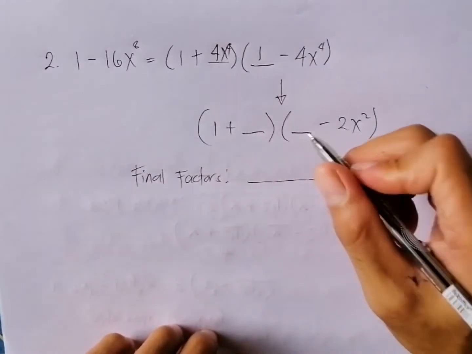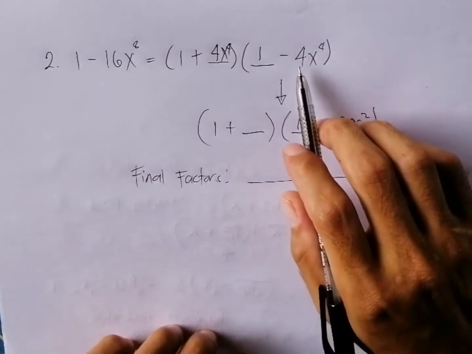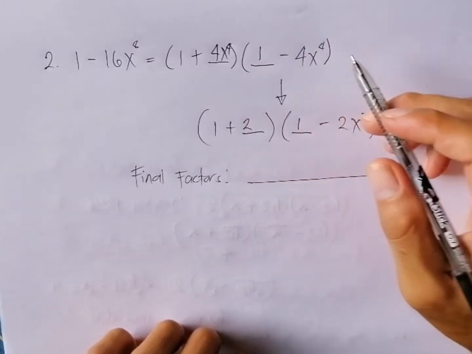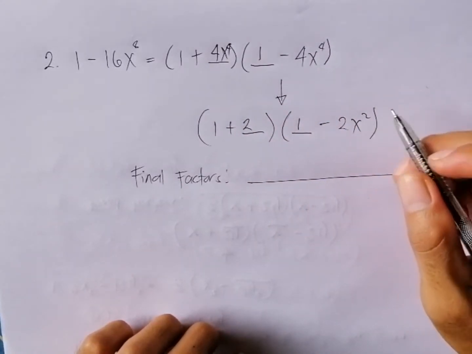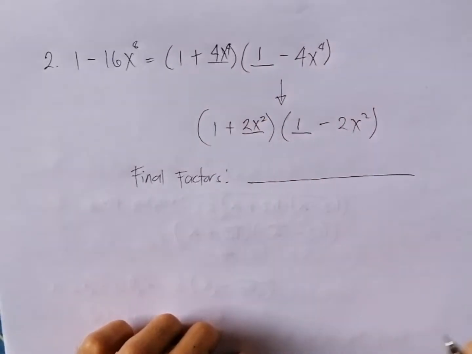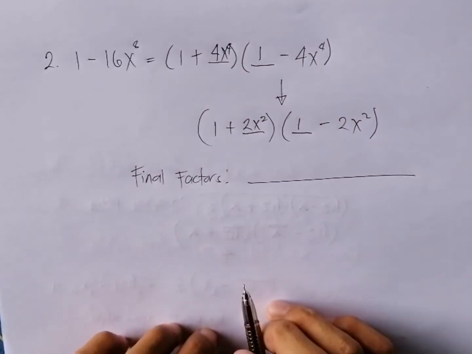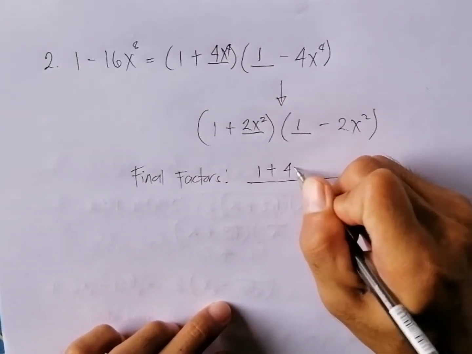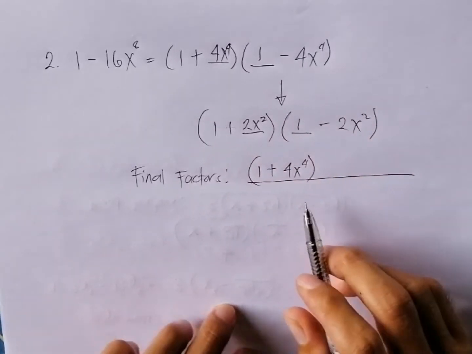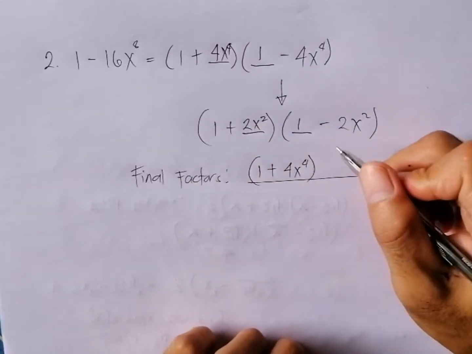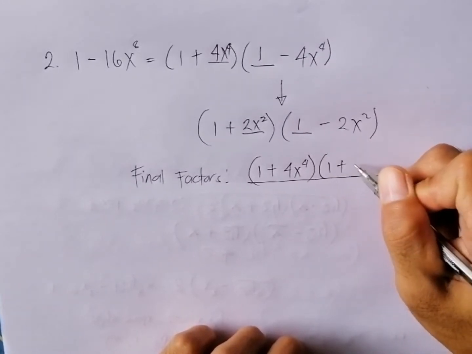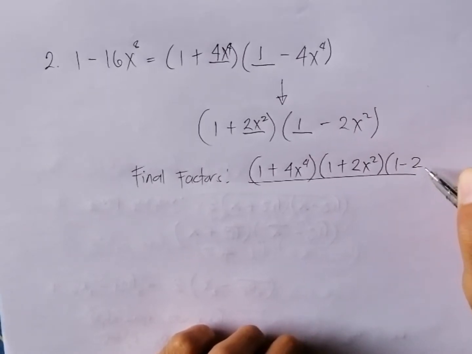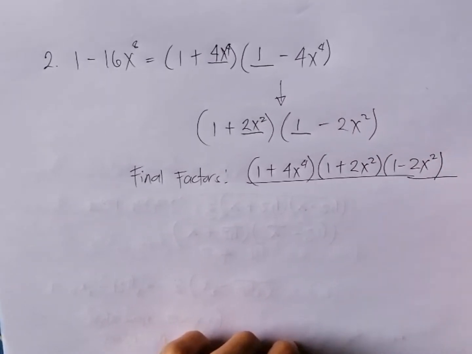1 divided by 1, that is equal to 1. Then 4 divided by 2, that is equal to 2. Then x raised to 4 divided by x raised to 2, that is equal to x raised to 2. Then the final factors, so we have this one, 1 plus 4x raised to 4 times the factor of this, 1 plus 2x squared times 1 minus 2x squared. Okay.